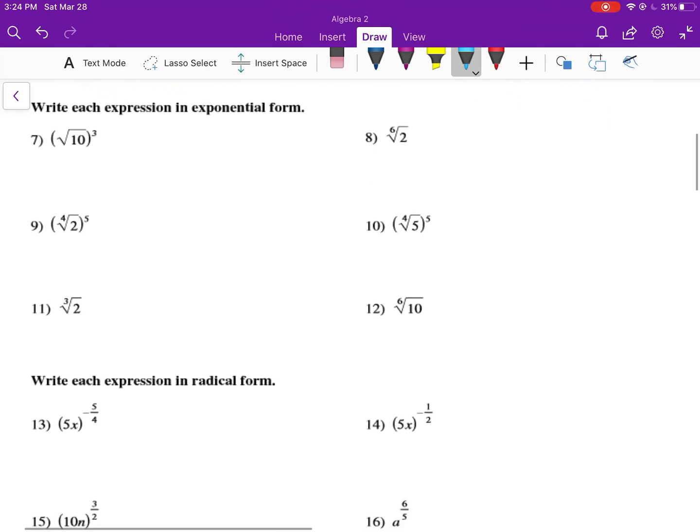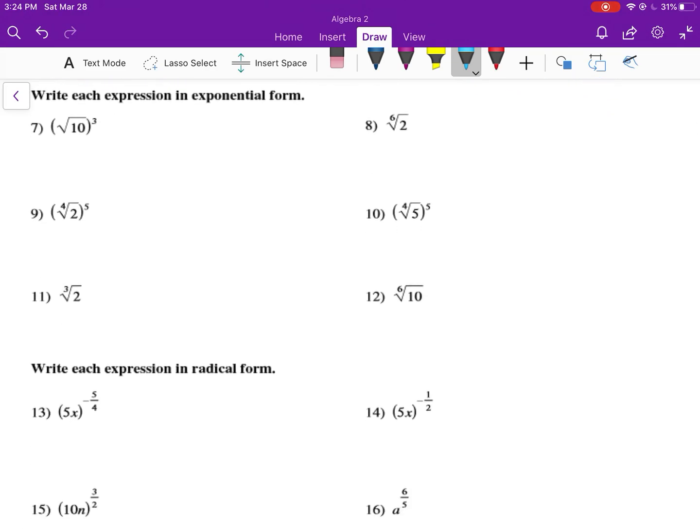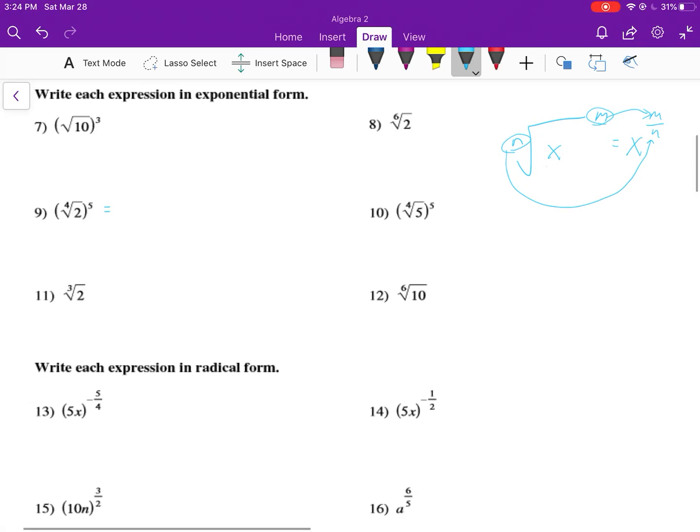So moving down to the next set of questions, now we're going to go the other direction. This is like having the nth root of x to the m power. We're going to write this as x to the m over n. So this goes in the denominator, this goes in the numerator. So let's pick number 9 here. So number 9, we have 2. It's kind of like our x here, so this is going to be 2 to the 5 over 4 power. The index goes in the denominator.